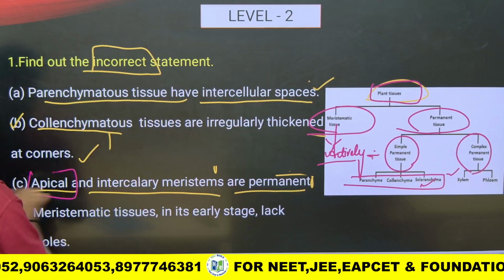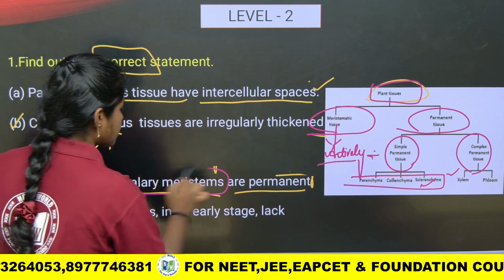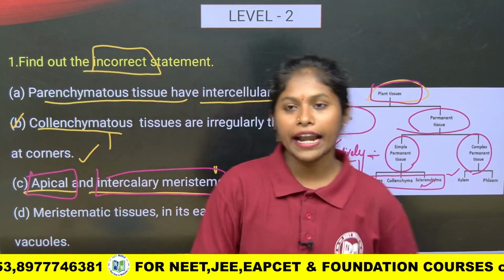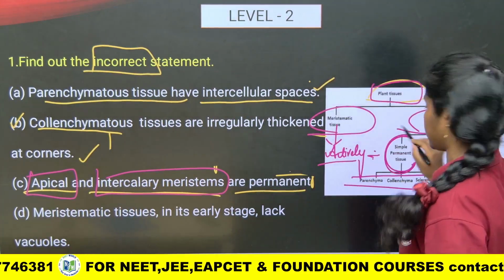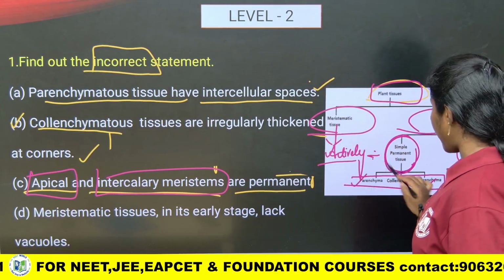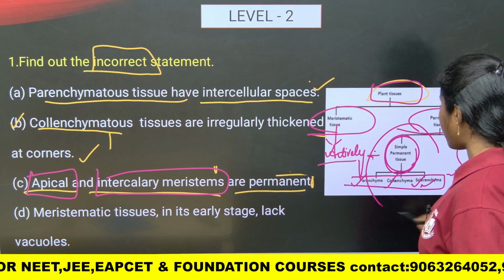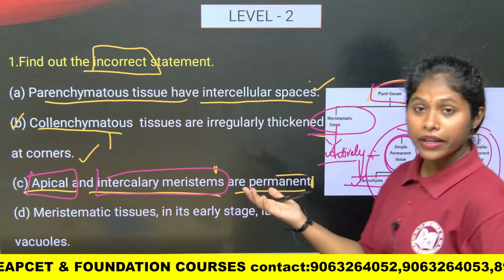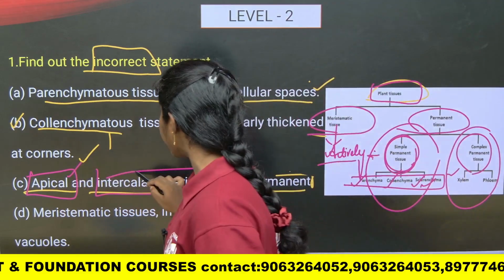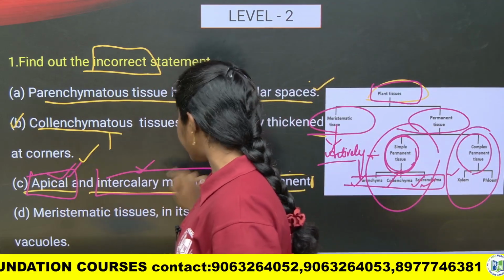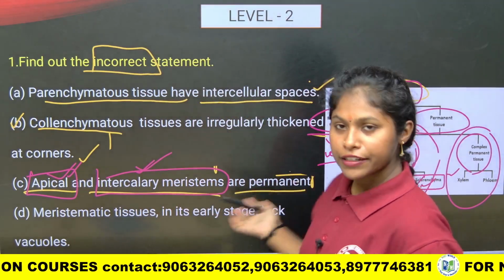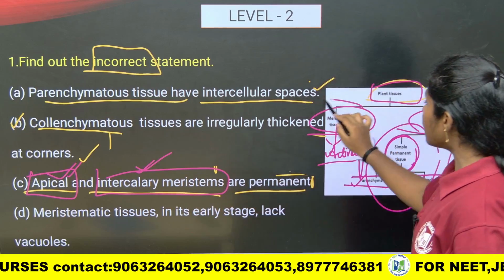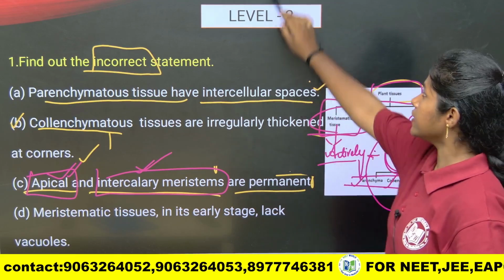Here, the apical and intercalary meristems are permanent tissues. We know that permanent tissues are of two types, right? Parenchyma, collenchyma, sclerenchyma are the simple permanent tissues, and xylem and phloem are the complex permanent tissues. So are the apical meristem and intercalary meristem permanent tissues? No, they are the meristematic tissues.